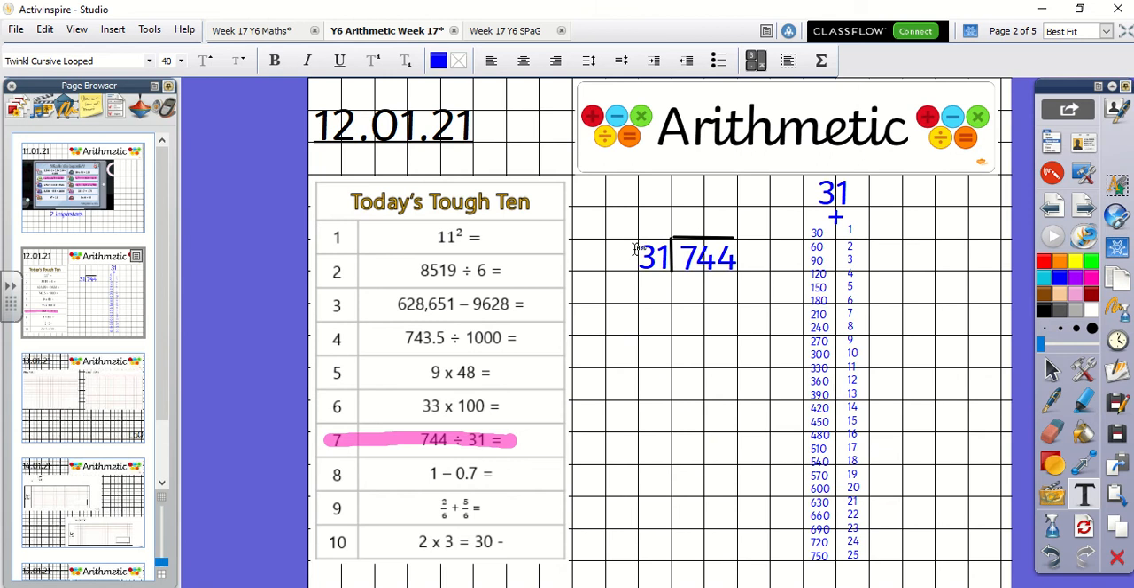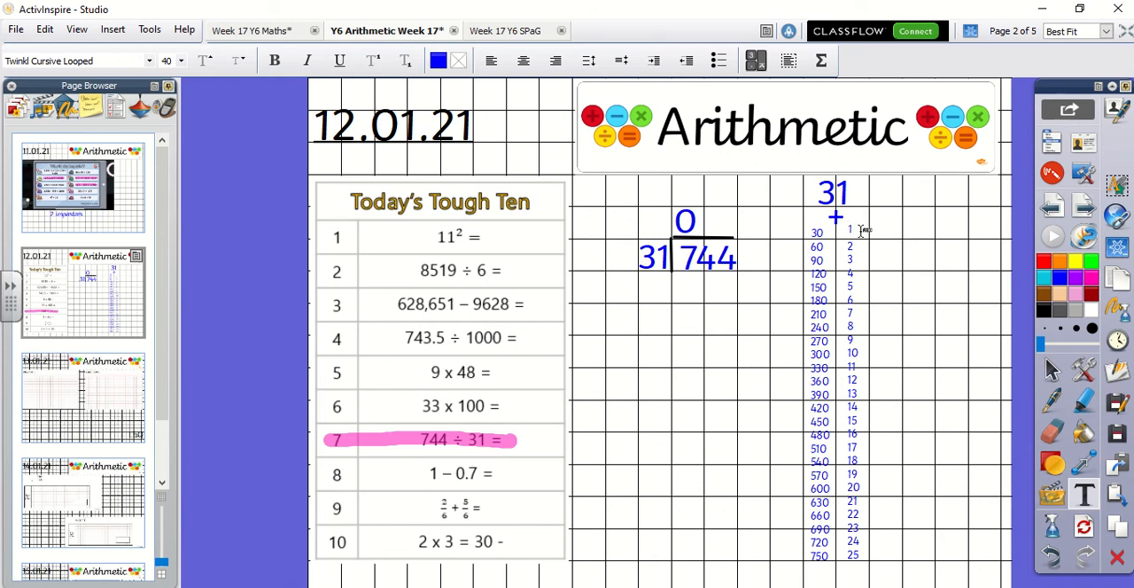So my first question is, how many 31s go into 7? Now I know that that's going to be 0 straight away, because in my 31 times table it starts at 31. I'm not going to forget about that 7 though, but I'm not going to move it small. I'm just going to keep it where it is, and I'm going to go, how many 31s go into 74?